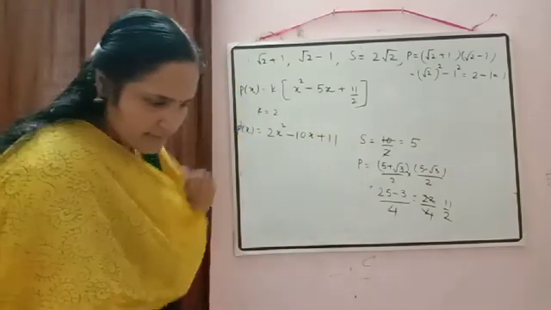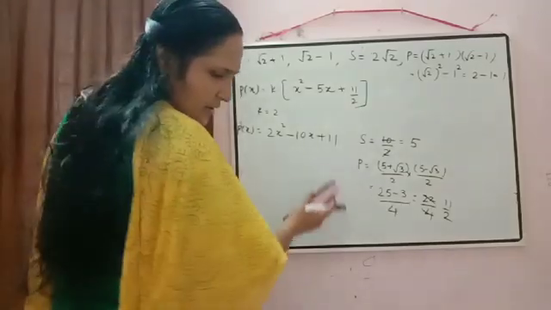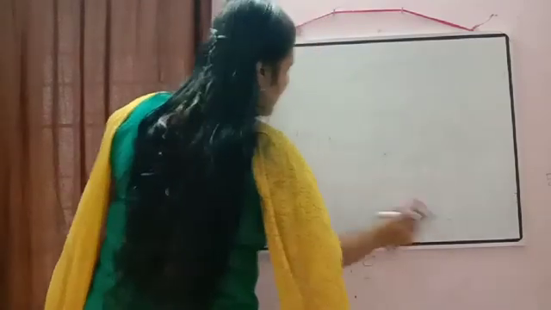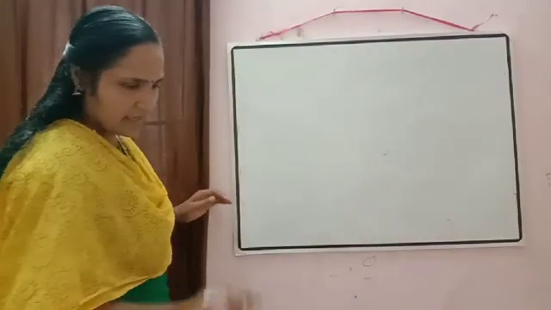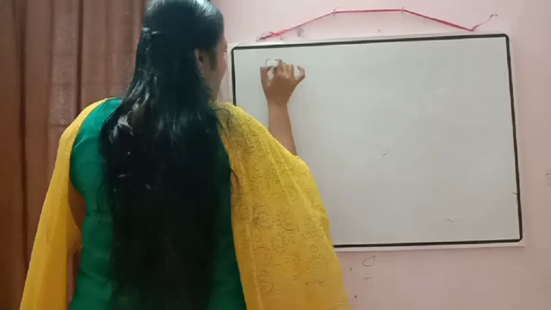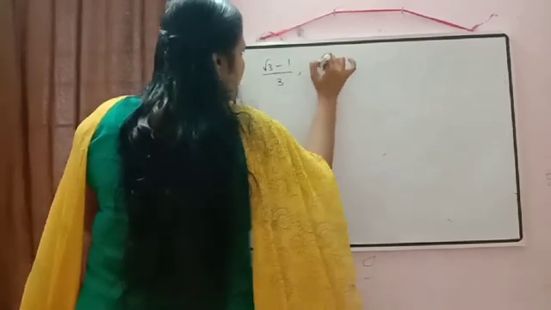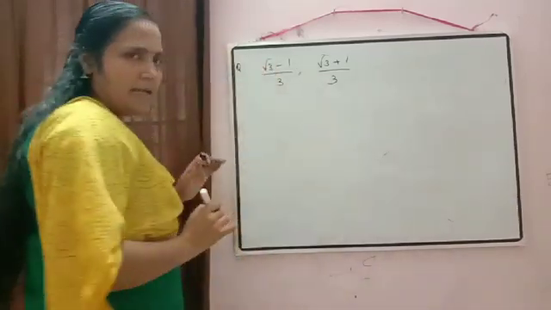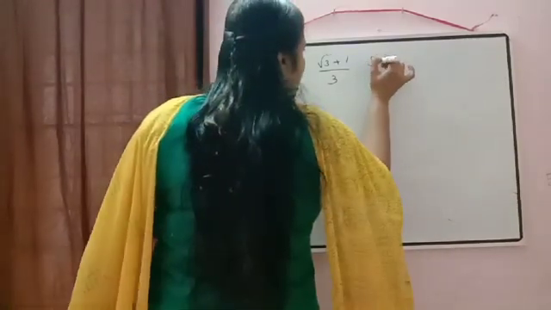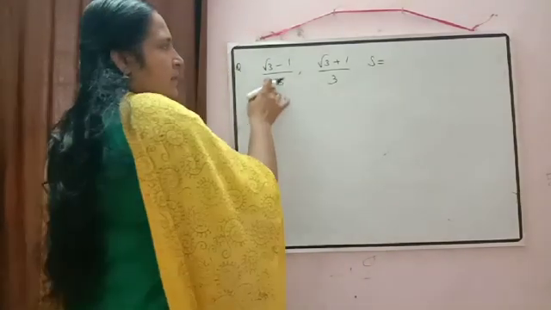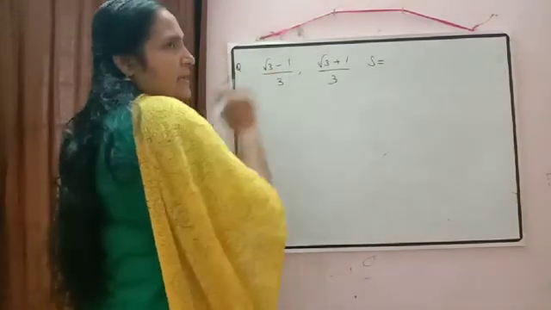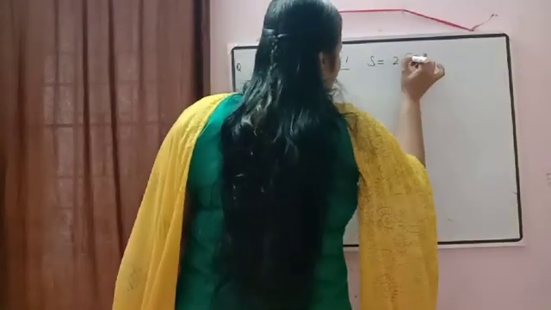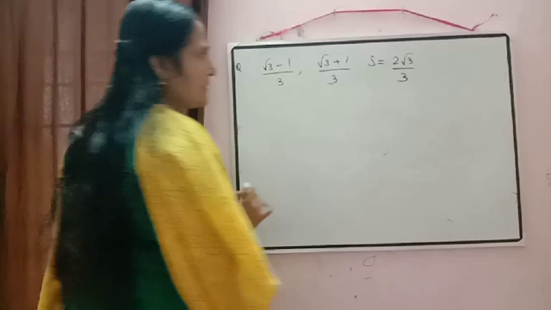Now next question: two zeros are root 3 minus 1 whole divided by 3, and the second one is root 3 plus 1 whole divided by 3. Again add the two zeros. The sum will be equal to, here denominators are same, so directly we can add. Then 1 and minus 1 will get cancelled, remaining it will be equal to 2 root 3 by 3, the sum.